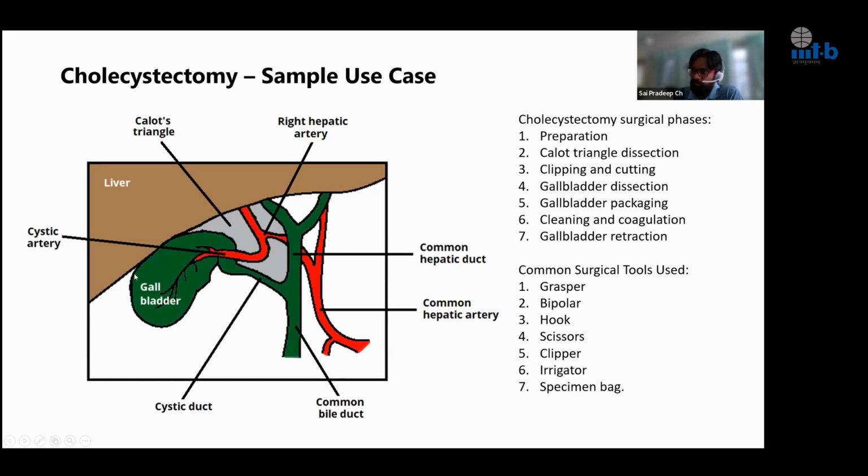To separate the gallbladder and liver, we need to cut out the tissue. So the tissue part is removed with the help of the hook. Even Calot's triangle contains a lot of tissue, so that tissue part is also removed with the help of the hook.